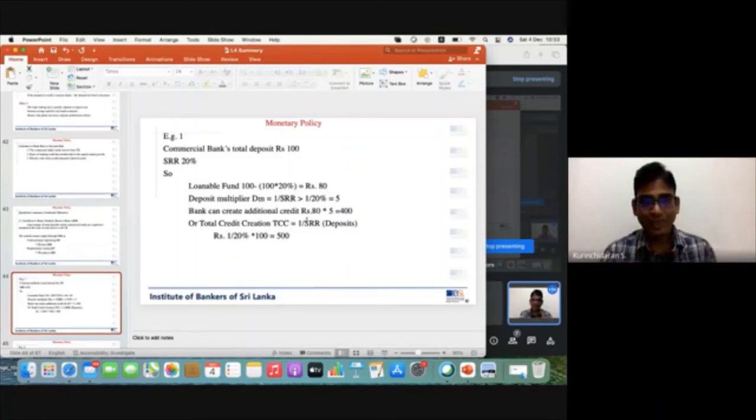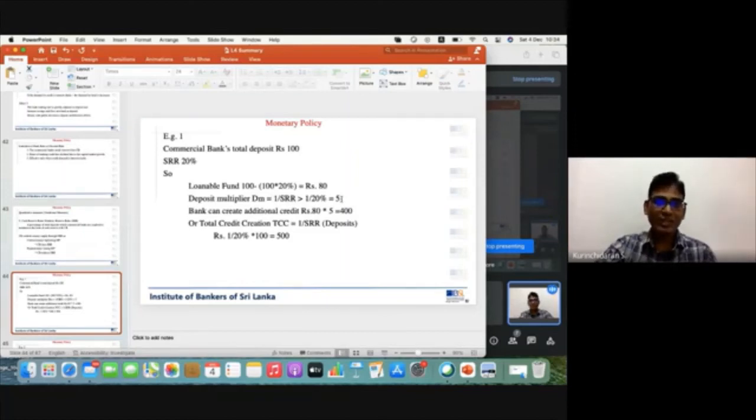Now, if you want the calculation, we discussed it earlier, and I have given examples here. Commercial bank total deposit is 100. SRR, the statutory reserve requirement, is 20. Now the loanable fund: this is the total initial deposit. How much loanable fund? They can only lend 80 rupees out of 100, because 20 rupees goes to SRR. Then we also see the deposit multiplier, that is 1 divided by SRR, which is 5 times.